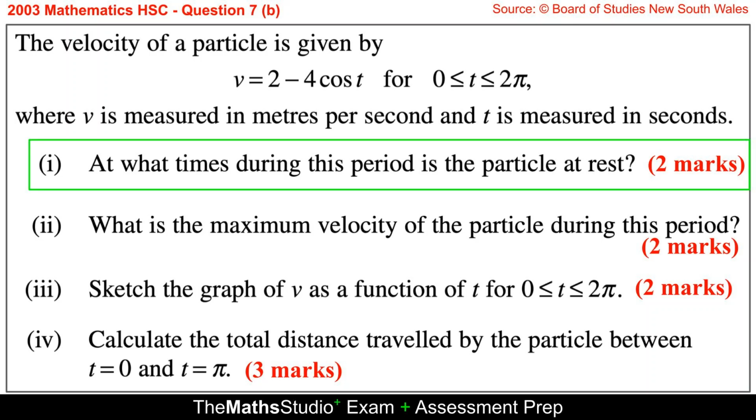Question 7, Part B. The velocity of a particle is given by v equals 2 minus 4 cos t for t greater than or equal to 0 and less than or equal to 2 pi, where v is measured in meters per second and t is measured in seconds. Part 1. At what times during this period is the particle at rest?